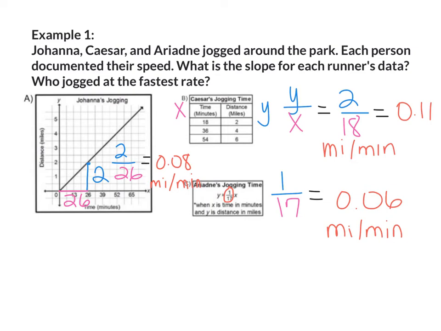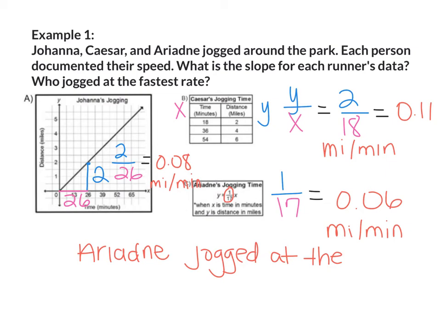Now remember, the fastest time is the shortest time, and the slowest time is the longest time. So in this case, Ariadne has the fastest time with 0.06 miles per minute. So Ariadne jogged at the fastest rate.